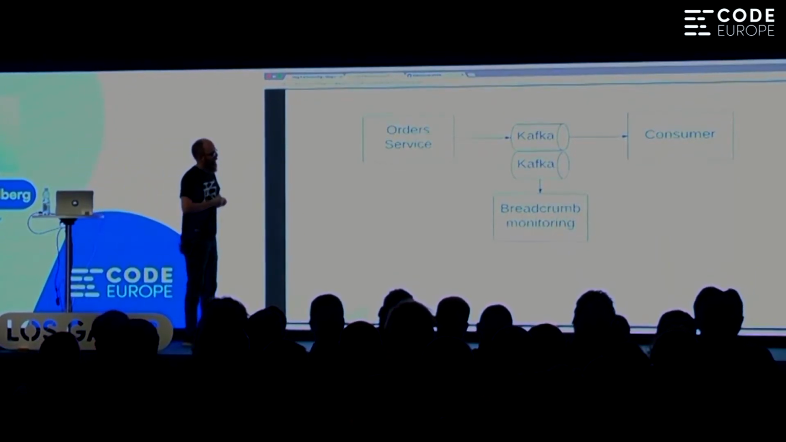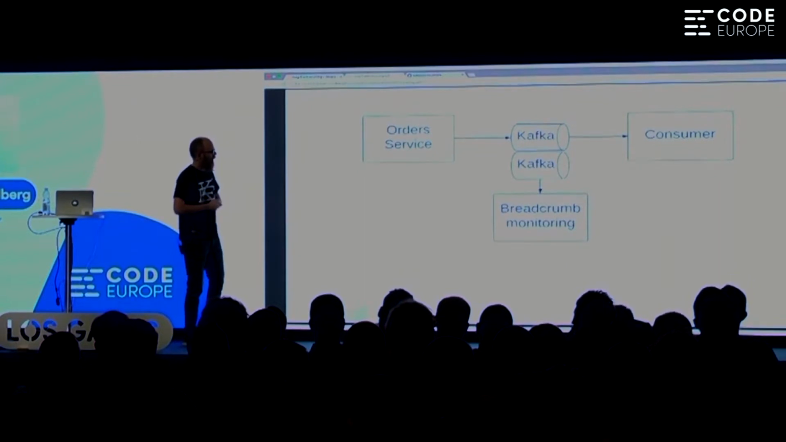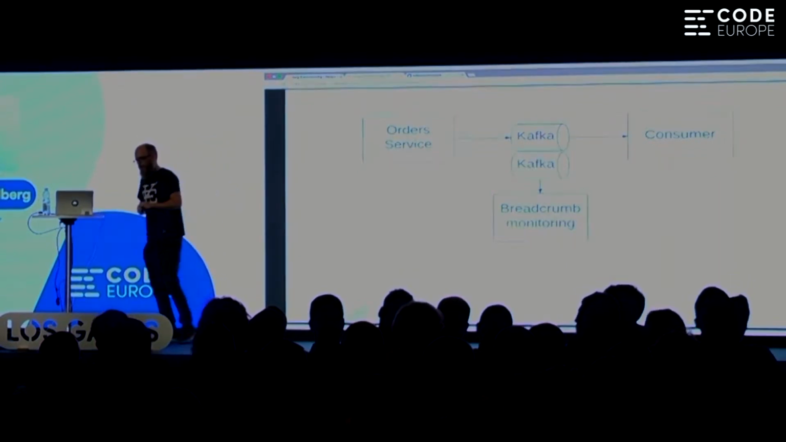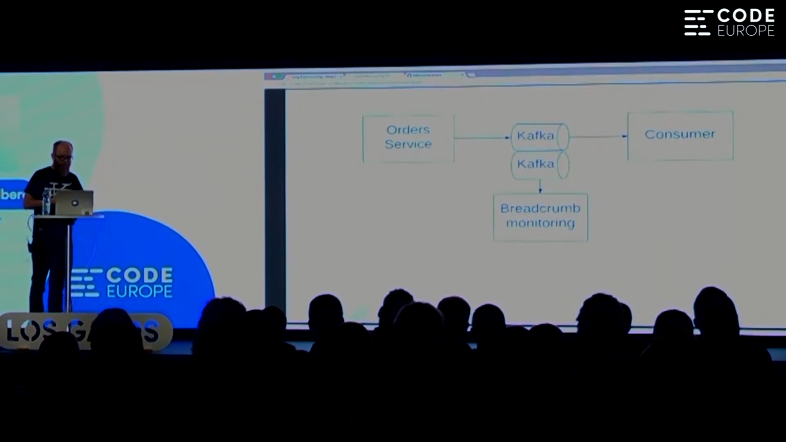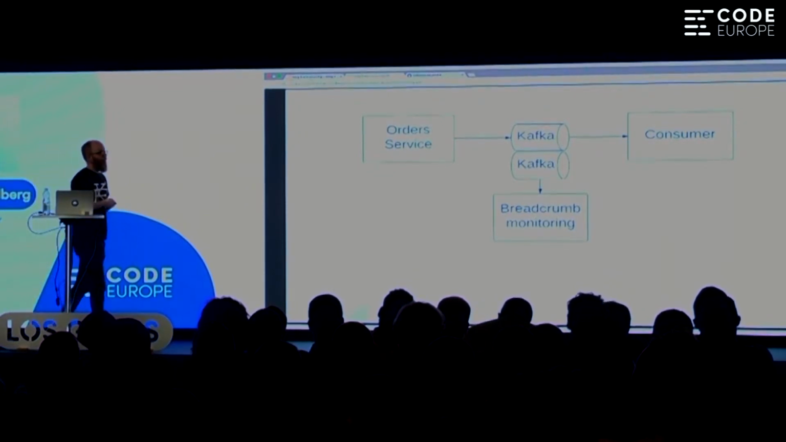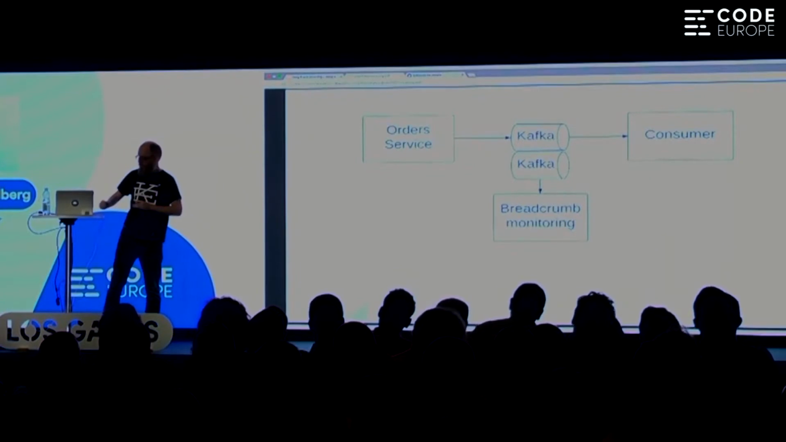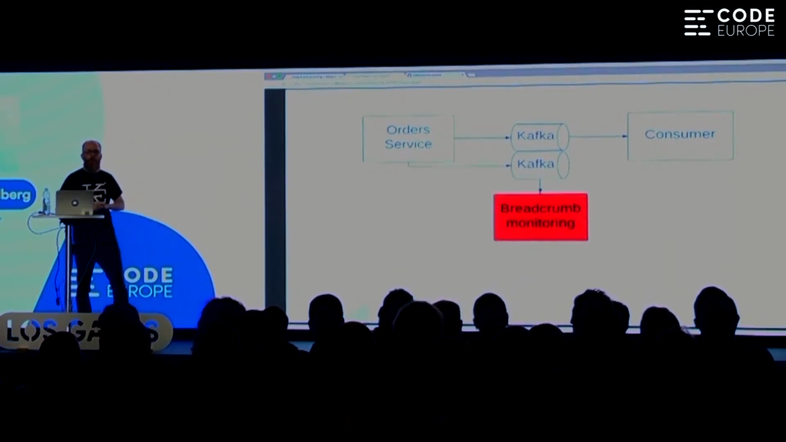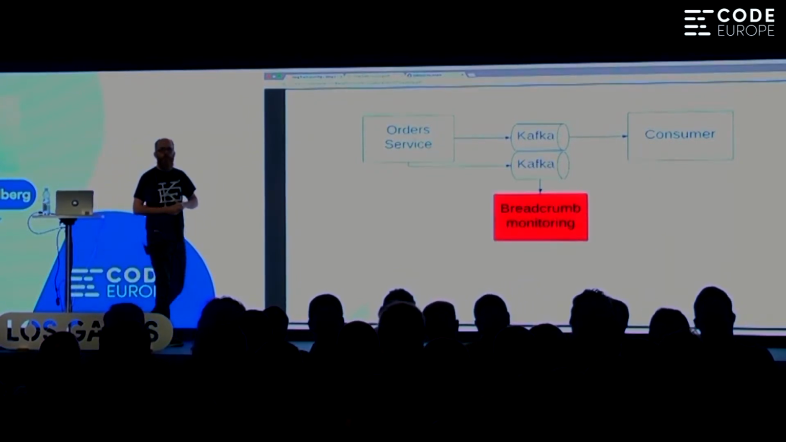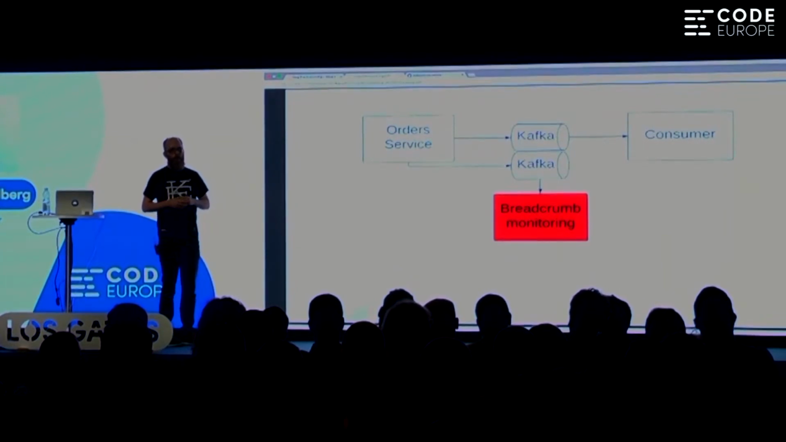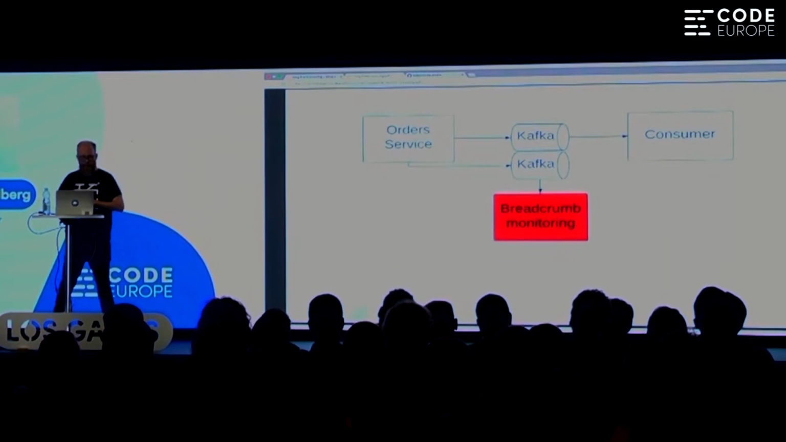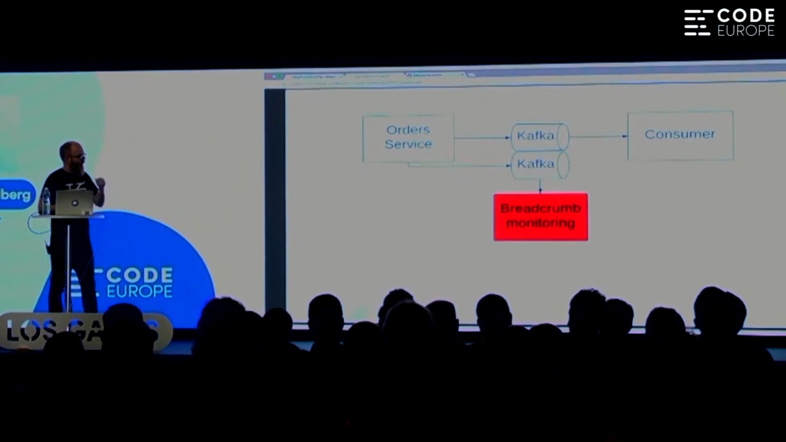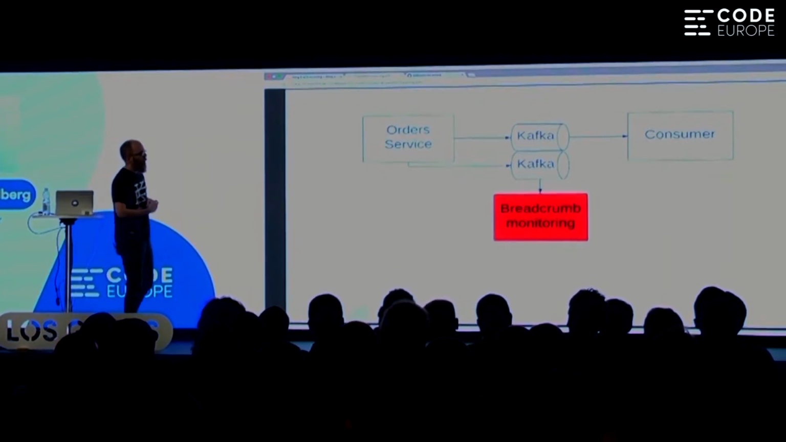In general, when you have problems with Kafka, you can add more Kafka. Well, you have more problems. So now when we create something in the order service, in addition to what we did before, we also send something to another topic we call breadcrumbs. Really clever. And then we added a service here called breadcrumb monitoring.